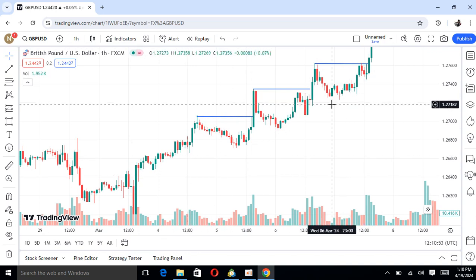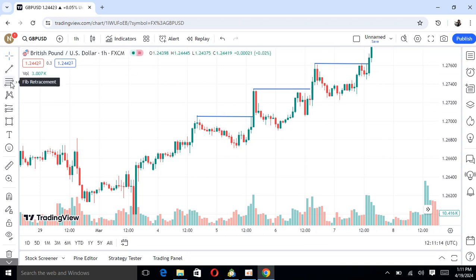Now remember, anytime you're looking for entries, I want you to pay attention to order blocks. Remember I said when I'm drawing my Fibonacci, I draw it from either the 1 hour or the 4 hours. So now let's go straight to business. I've not actually analyzed this chart before, so let's see if it will work with our strategy.